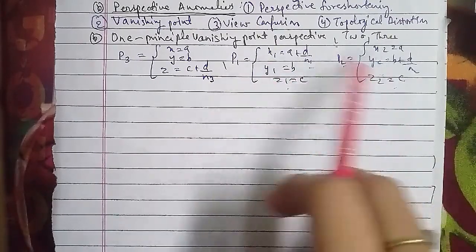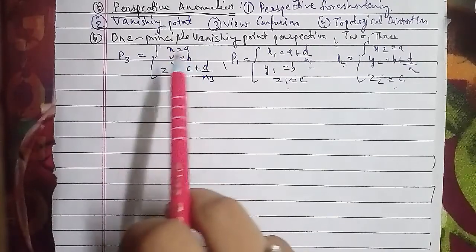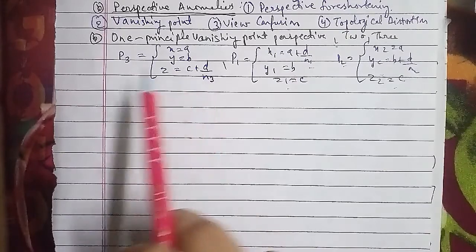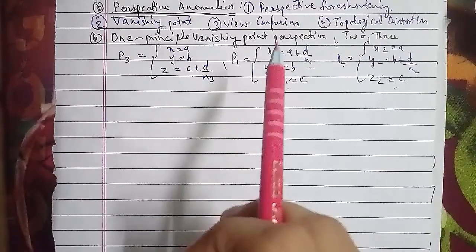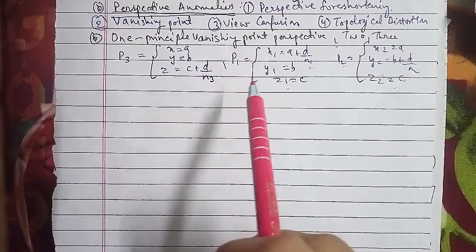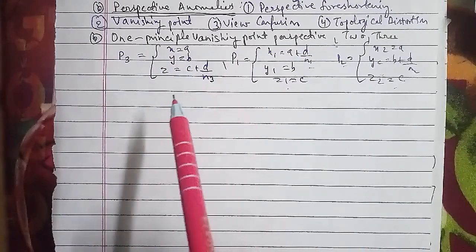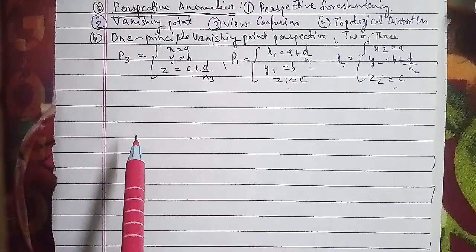For the p3 we have here, x3 equals a, y3 equals b, and z3 equals c plus d upon n3 here. So in the same case, VP, VP2 and VP3 have been represented in the form that they are forming the hexagon and they coincide with one another here.